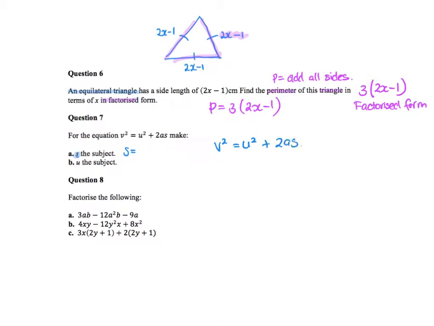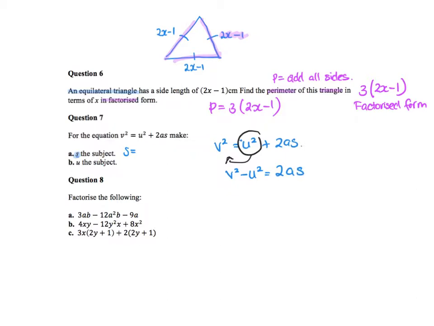And what we want to do is get S by itself. So the first thing I want to do is move this over an equal sign. When you move it over, it does the opposite. So at the moment it's like plussing, so your opposite would be minusing. And then I'm left with still positive 2AS over here.